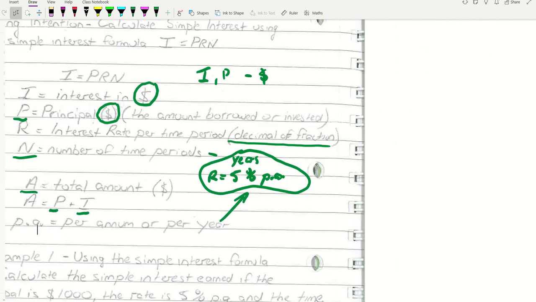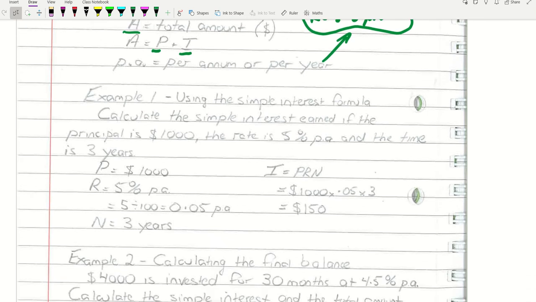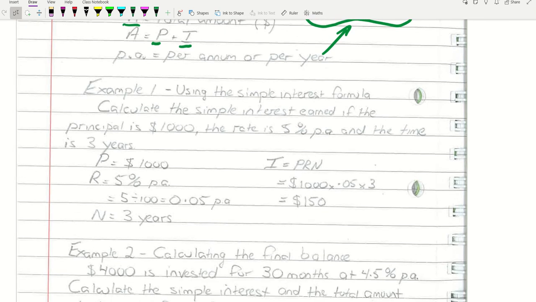Let's have a look at an example of a question. Using the simple interest formula, calculate the simple interest earned if the principal P is $1,000, the rate R is 5% per annum, and the time is 3 years. Time, remember, is N for number of time periods. So for our principal, we'll write down P equals $1,000.